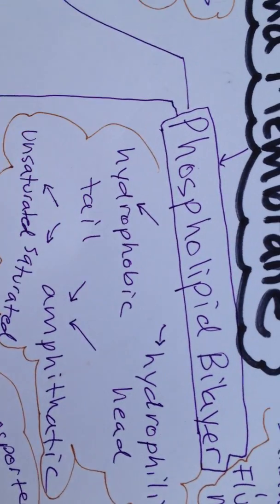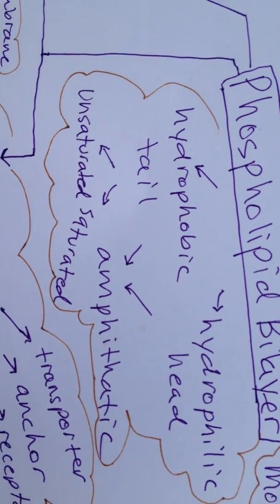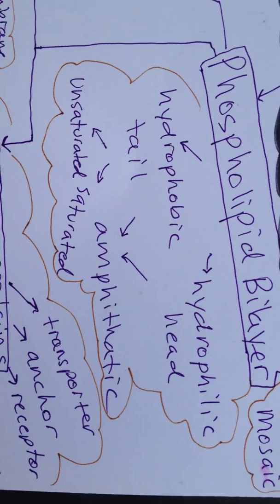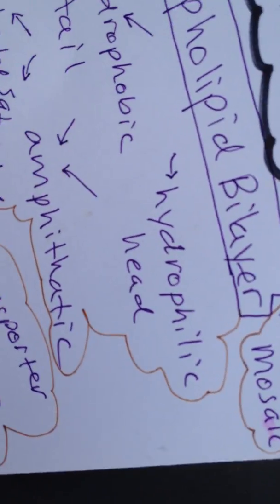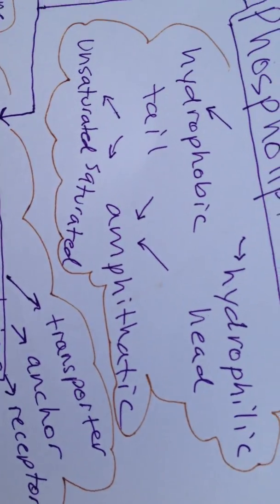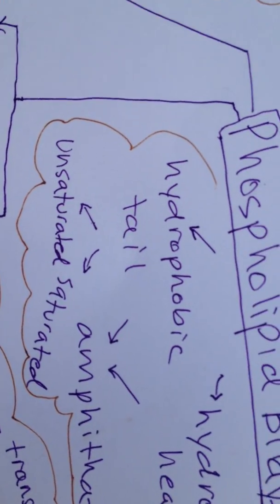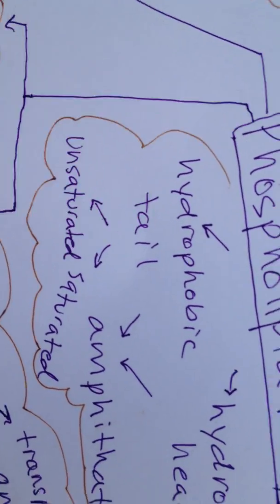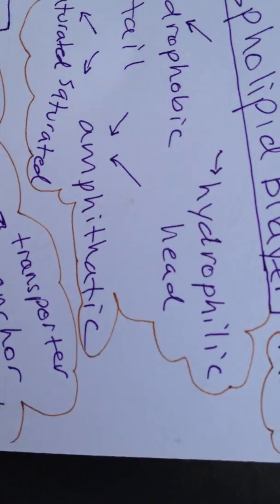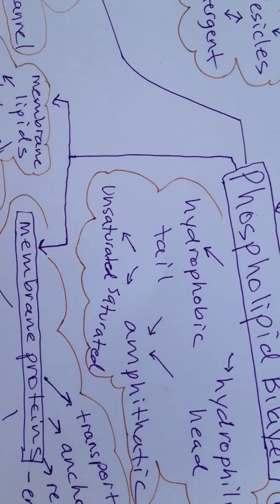This way, the phospholipid bilayer is amphipathic, meaning that its makeup is hydrophilic, that loves water, and hydrophobic, that hates water. It works both ways, like an amphibian. And the hydrophobic tail is a chain of fatty acids that is linked to a glycerol that's linked to a phosphate that's linked to the hydrophilic head, which is choline, serine. It could be a number of things.